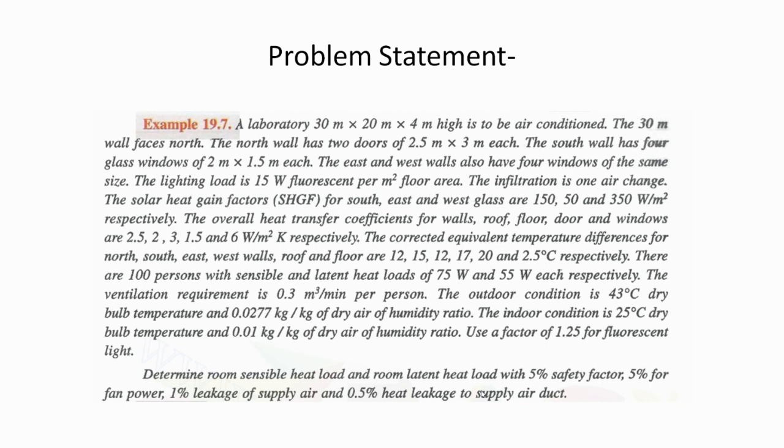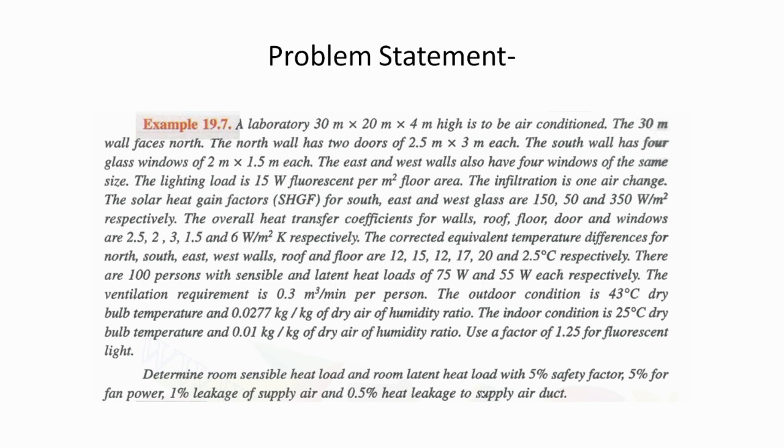The lighting load is given, which is 15 watt of fluorescent per meter square area. Now the infiltration is given, which is one air change. We simply take one air change normally in our problems or any situation. If in a particular case we are given a separate air change value, then we have to take that.